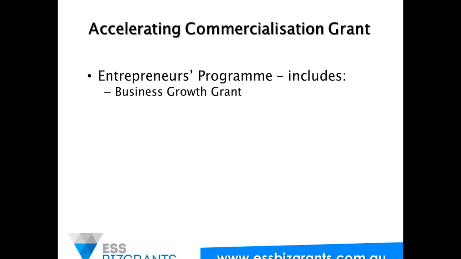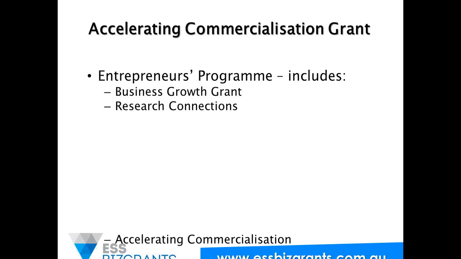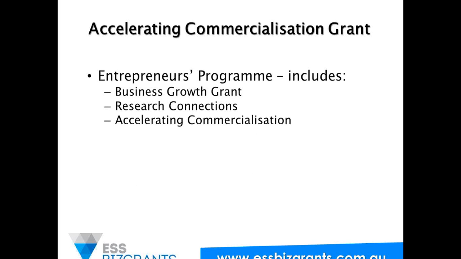And this program runs a few grants. The Business Growth Grant, which is a grant of up to $20,000 on a 50% basis to literally do any sort of work within a business which will improve the business's performance. Research Connections, which is a grant of up to $50,000 on a 50-50 basis to undertake research projects. And the grant that we're going to concentrate on today, Accelerating Commercialisation.